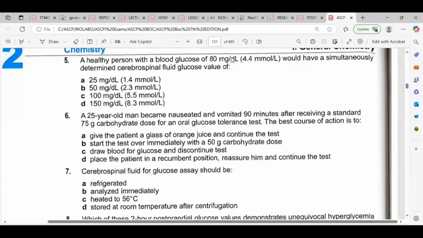What can we answer here? C. Why do we answer C? Is it to draw blood for glucose and discontinue the test?